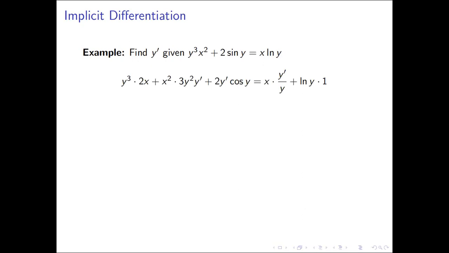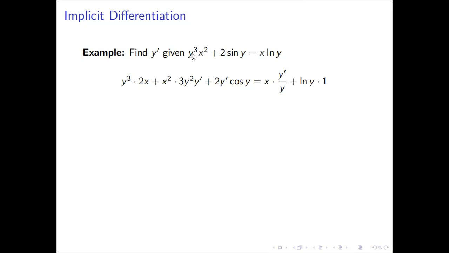Now, what you do is simply apply the rules again, term by term differentiation. So let's start with the first term here. Applying the product rule again, first times the derivative of the second, which is 2x, plus the second, which is x squared, times the derivative of the first, which is 3y squared. Don't forget y prime, and this is where students often get confused. You're differentiating y cubed, not x cubed, with respect to x, so you have to apply the chain rule.